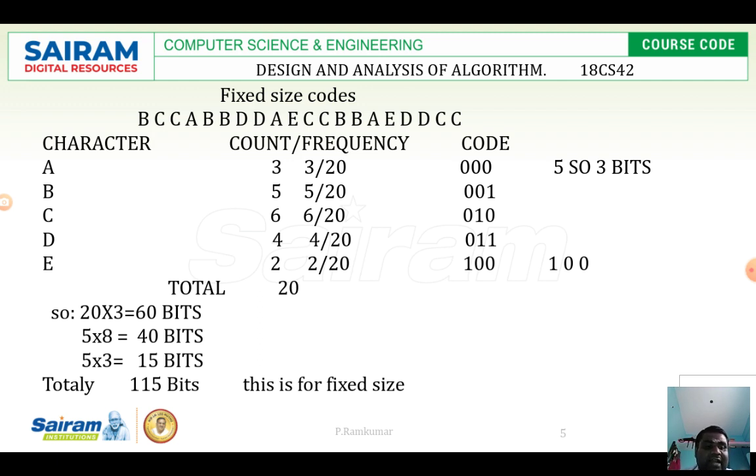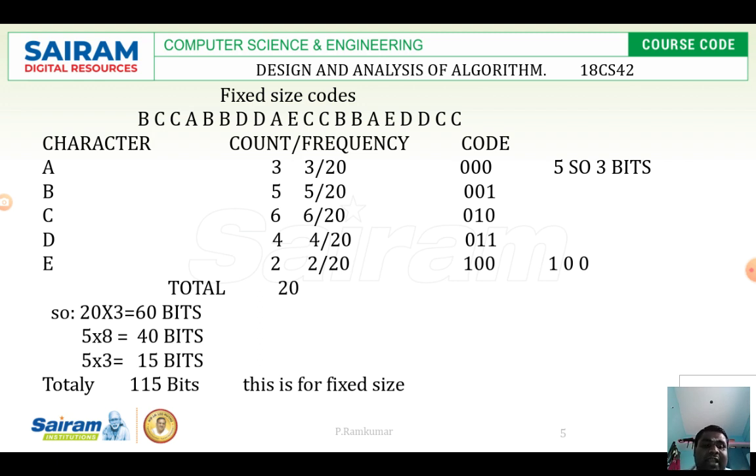So there are 5 characters, 5 alphabets. Each alphabet will require 8 bits, so 5 into 8, 40 bits. And also the code. Each character is represented with a code, and each one will require 3 bits, so 5 into 3, 15 bits. When I sum up all those things, I'll have 115 bits. This is called fixed size.